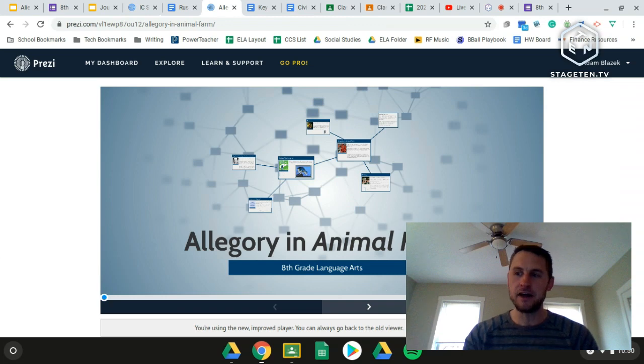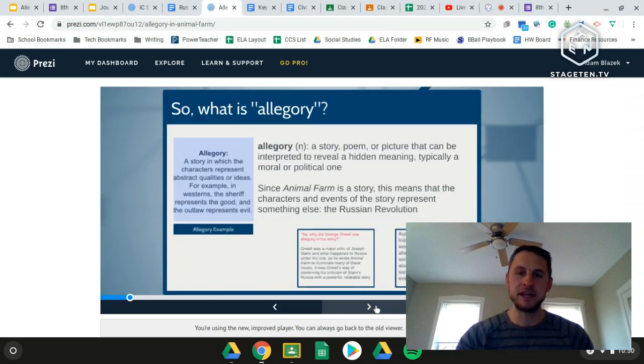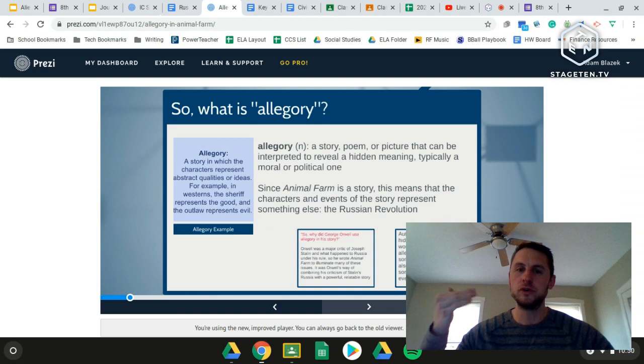And allegory is, as I mentioned, a literary device that plays a very important role in Animal Farm, and it's important to understand what allegory is because you're going to be asked to look for it while we read the story.